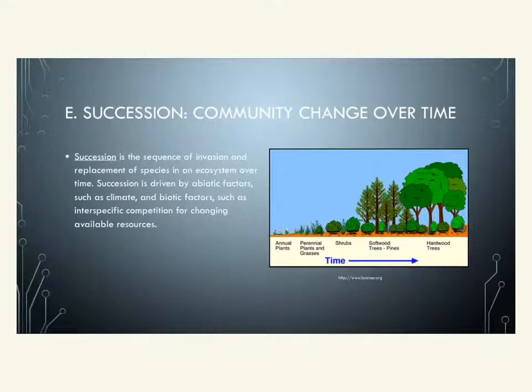Okay, this will be one of the last sections we look at here, and this is the idea of succession, or the community changing over time. So basically it's the idea of invasion and replacement of species in an ecosystem over time. If you look back in history, a lot of our ecosystems look significantly different than they did maybe 50, 100 years ago, or more than that, and that is because of these processes of succession. It's driven by both abiotic factors, so things like climate, and biotic factors, such as the interspecific competition that we've been talking about so far.